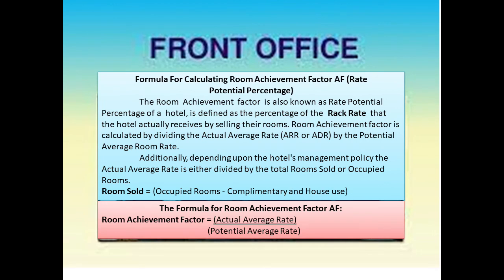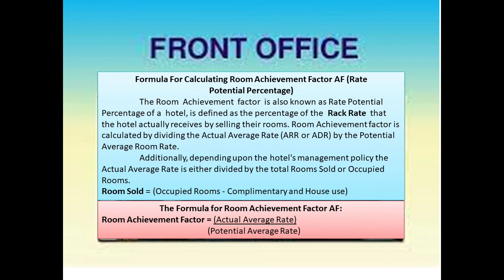The formula for calculating room achievement factor, or AF, rate potential percentage. The room achievement factor is also known as rate potential percentage of a hotel. It's defined as the percentage of the rack rate that the hotel actually received by selling their rooms. Room achievement factor is calculated by dividing the actual average rate, ARR or ADR, by the potential average room rate.